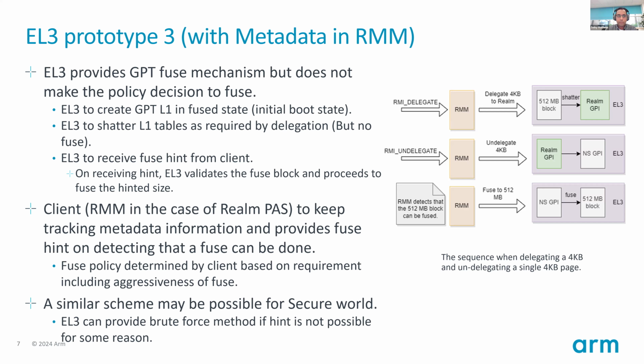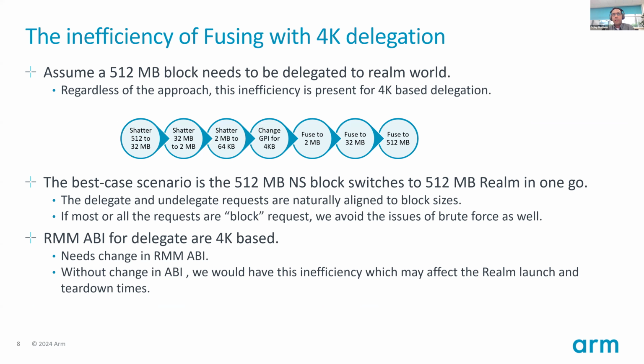So that's the third prototype that we did. Now, before we discuss the future or the solution that we are going ahead with upstream, there is another problem that we need to be aware of. Because all of the delegate and undelegate requests are happening at 4 KB granule, assume that we need to delegate a 512 MB block from the non-secure world into the realm world. So when we do have fusing or when we do have contiguous block in EL3, this is what would happen.